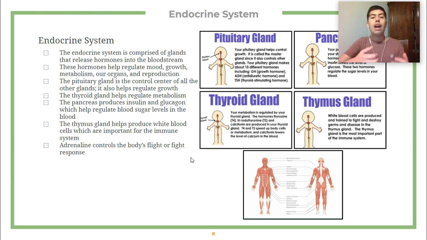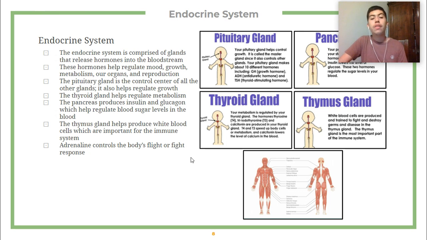So finally, we have the endocrine system, and the endocrine system is comprised of glands that release hormones into the bloodstream. And these hormones help regulate mood, growth, metabolism, our organs, and reproduction. So the pituitary gland is the control center of all the other glands, and it helps regulate growth. The thyroid gland helps regulate metabolism, whereas the pancreas produces insulin and glucagon, which helps regulate blood sugar levels in the blood.